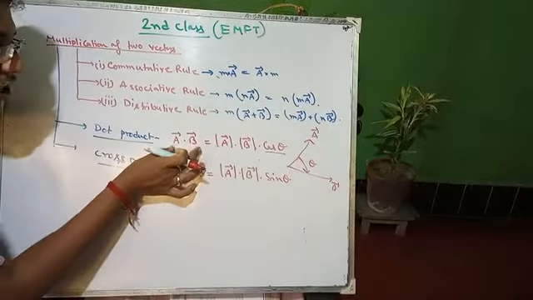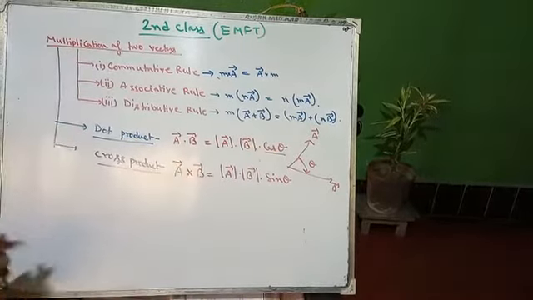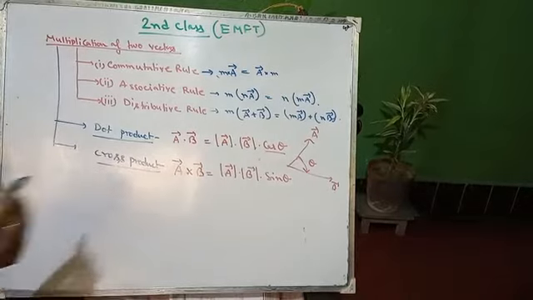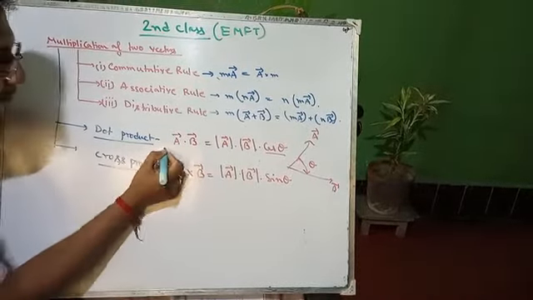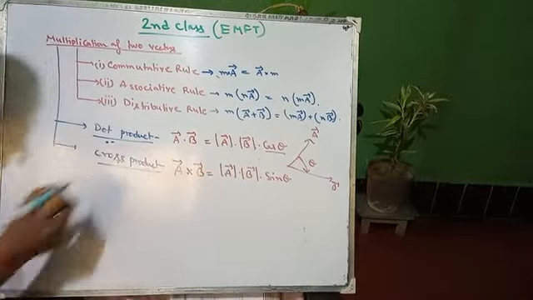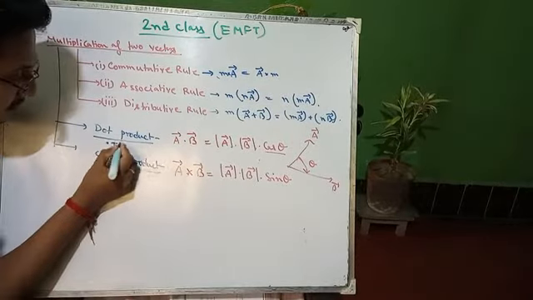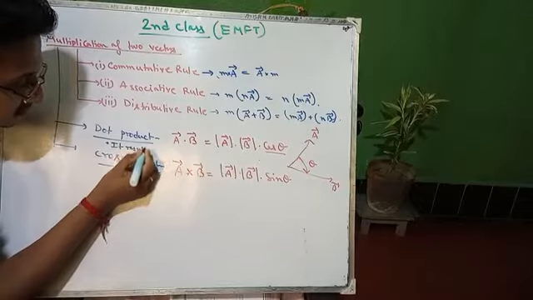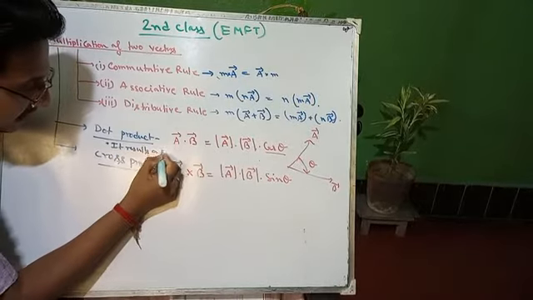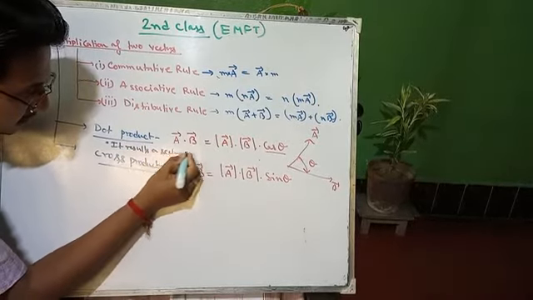So A dot B results in a scalar. First write some points within this dot product. It results in a scalar quantity.